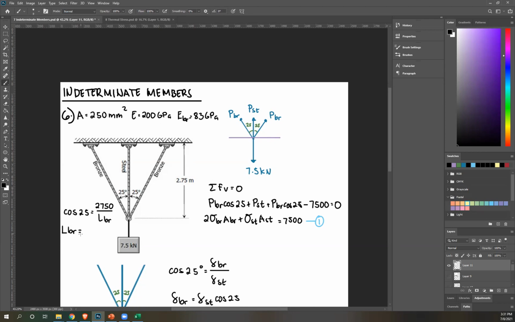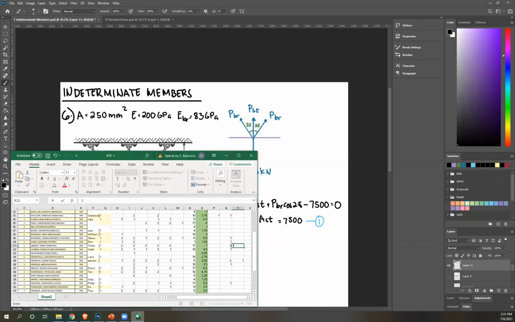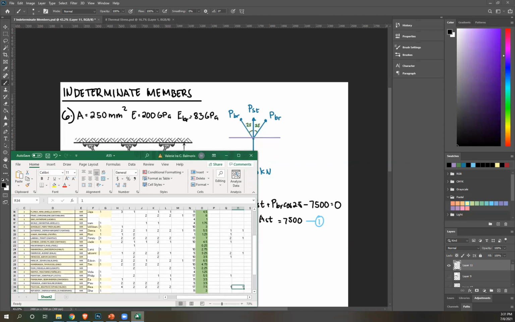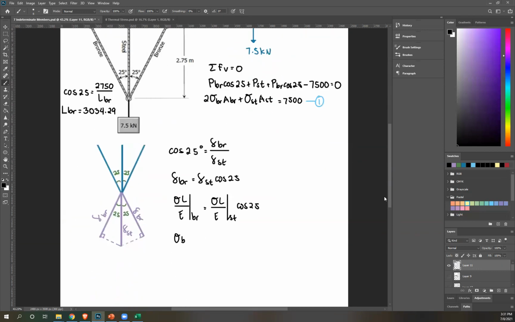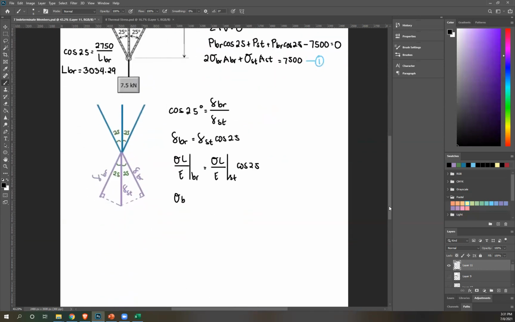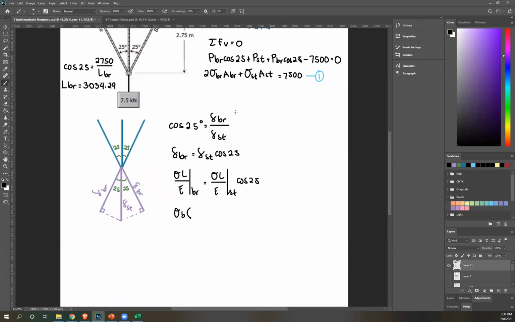Therefore, the final answer for your length BR is what? What's length BR? Correct, Sierra and Beatriz. Gutierrez and Pascual. Very good. Okay. It's 3034.29 and it's in millimeters.